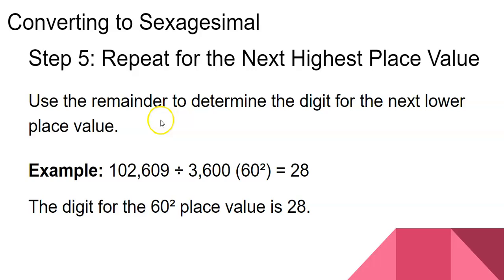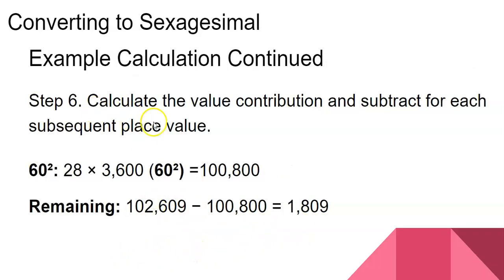So use the remainder to determine the digit for the next lower place value. So our current remainder is 102,609 divided by 3,600, the value of 60 squared. The quotient is 28. So the digit for the 60 squared place value is 28.